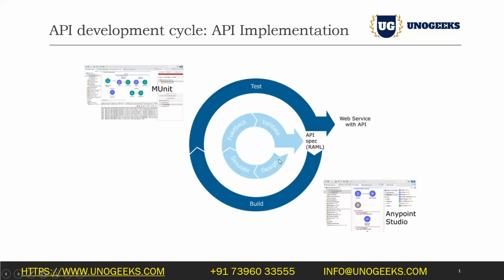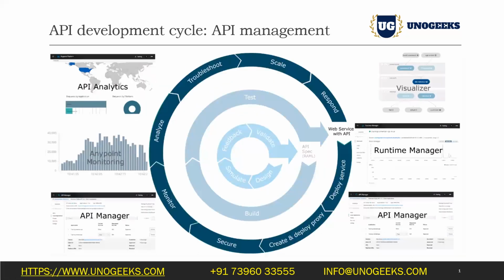So as we saw, we designed it, we simulated it, we got the feedback and validated it. We got the API spec RAML. After that, we built it in Anypoint Studio and we have completed the testing also. So now we have a proper web service, the API. Within 5 to 6 steps, we got the API.